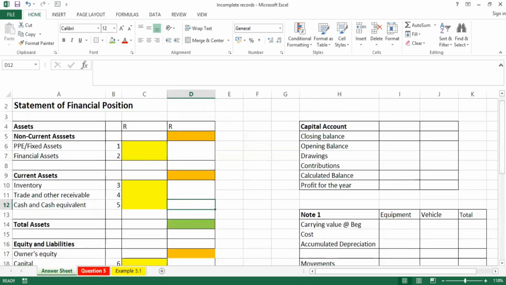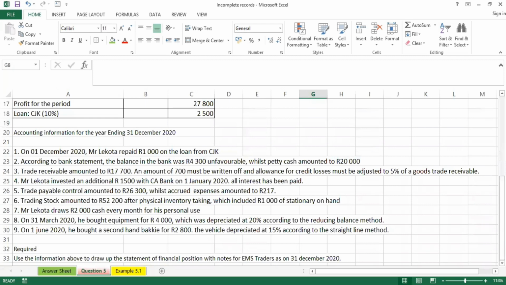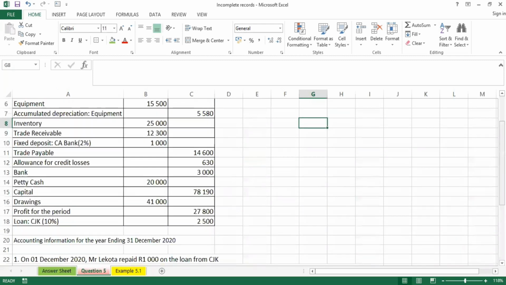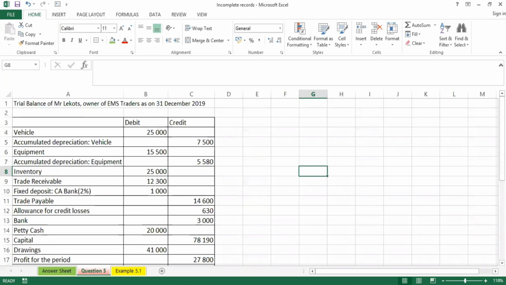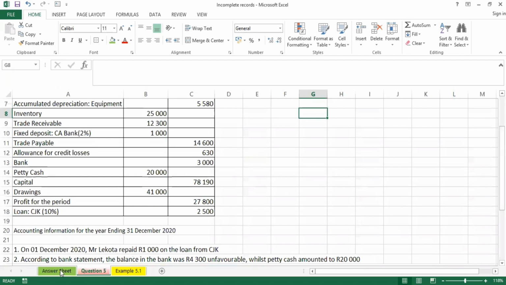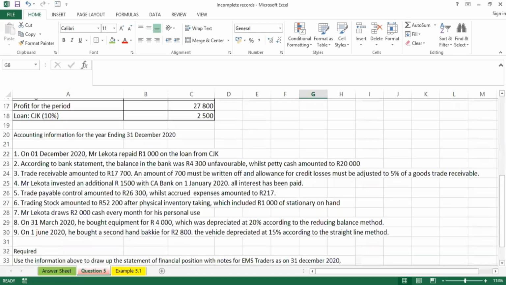I tried to take out all the necessary information that will be needed to do all this. We'll be moving across two sheets, which is your answer sheet and then your question 5 sheet, the one that contains all the adjustments in your trial balance.